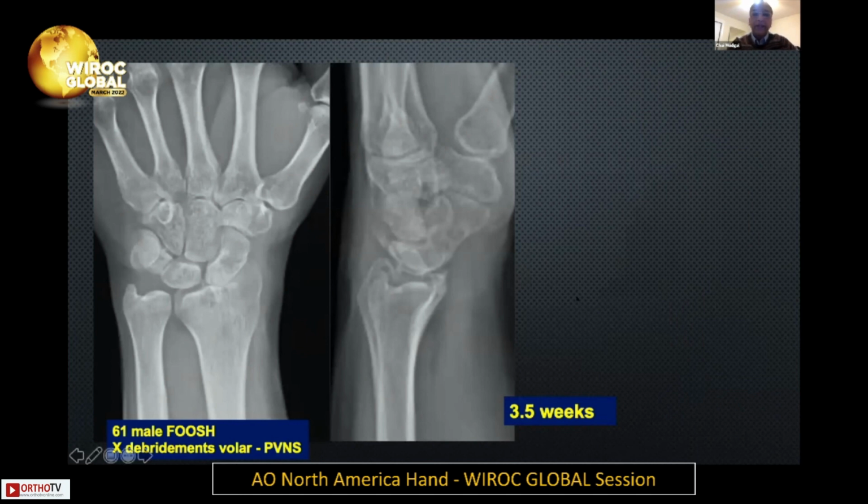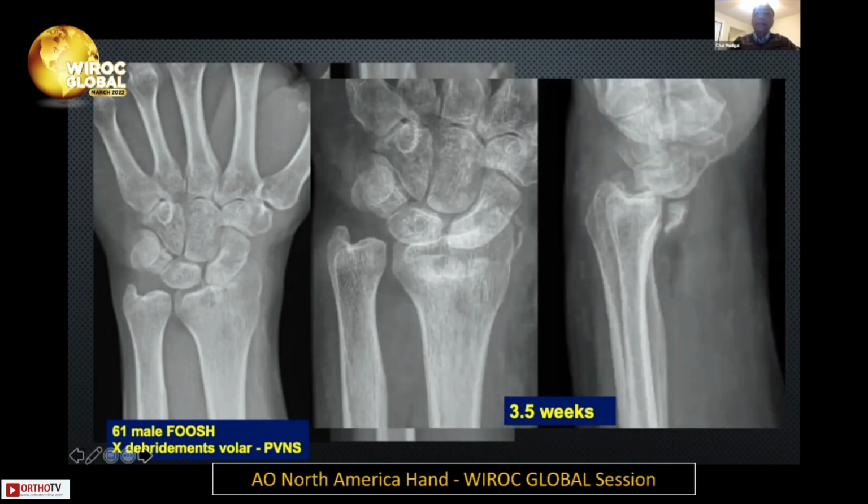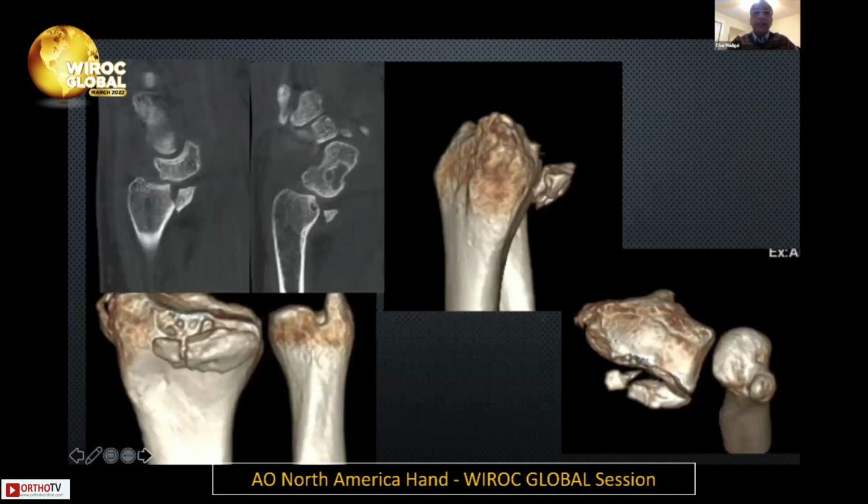He was told that he had a wrist sprain until he came to see me at 3.5 weeks because his wrist was still hurting, and that's what he looked like. Now you look at his CT scan and you realize that he has a sliver pattern of avulsion or a displacement of his lunate facet, but this sliver actually extends halfway across into the scaphoid fossa.